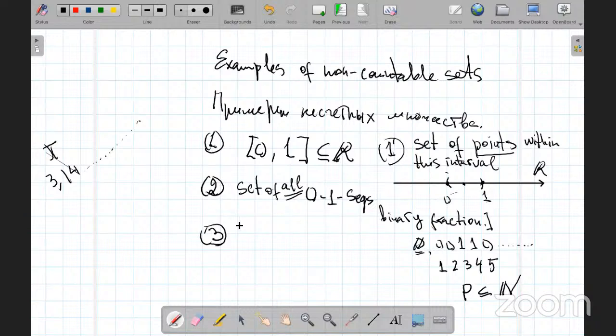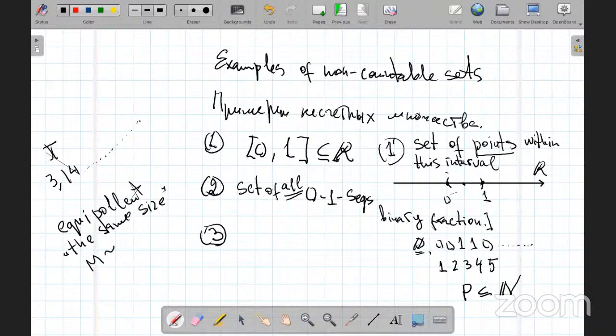The right word is equipollent. I don't want to give you too much terminology, but equipollent means the same size, the same cardinality, it's all the same. So this is what we denoted this way, that there is a one-to-one correspondence, right? So I can also describe the set as the set of all subsets of N, right?